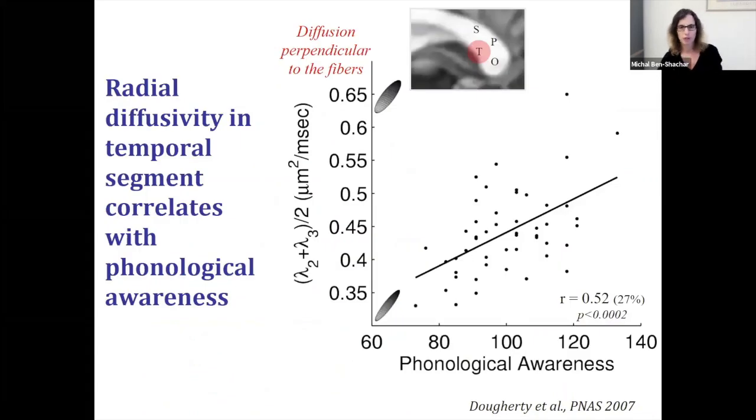So all of this hard work paid off when we identified a significant correlation between radial diffusivity and phonological awareness in these children. Importantly, this correlation was selective to the callosal fibers that connect between the left and right temporal lobes, which actually makes a lot of sense. And you can read the full story in the paper itself.